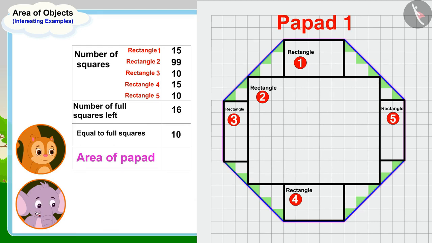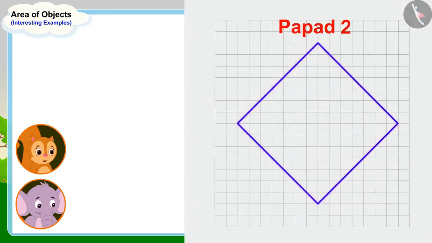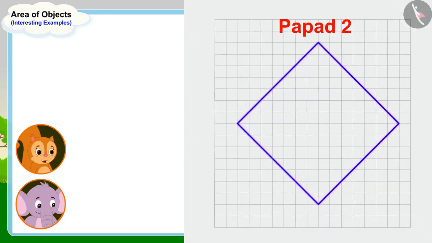Look, Chanda, there are 175 squares in total in the area of this papad. In other words, the area of this papad is 175 square centimeters. Appu explained to Chanda. Oh wow, Appu, this is very easy and fun too. Let me find the area of this papad now.